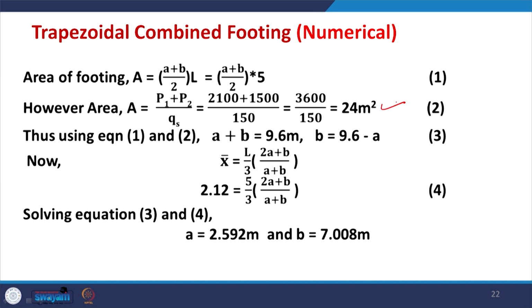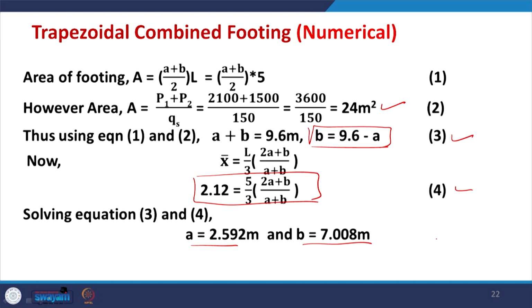So, using equations 1 and 2, A plus B comes out to be 9.6 meter, or B may be 9.6 minus A. This equation gives you a relation, but you need another equation to get the values of A and B. Another equation comes from the center of gravity. For trapezoidal footing, x bar is L by 3 times (2A plus B) by (A plus B), and L is already known. So, again you have A and B here. Using these two equations you can find the values of A and B, and once A and B are known, that means we are able to design the footing.